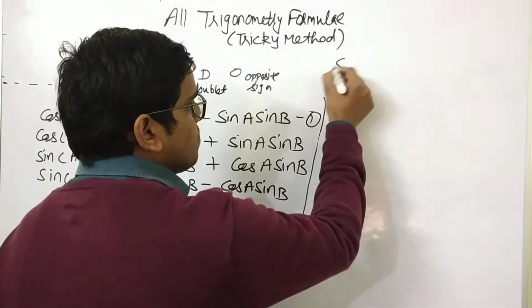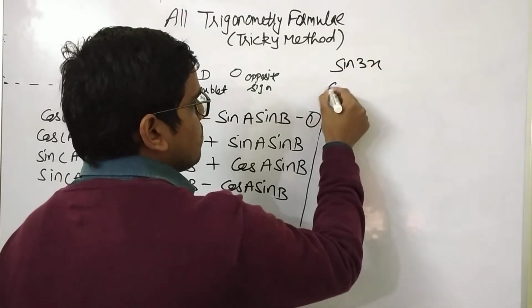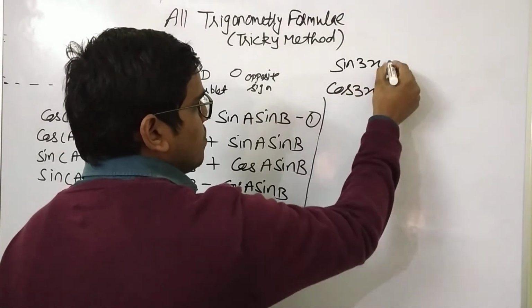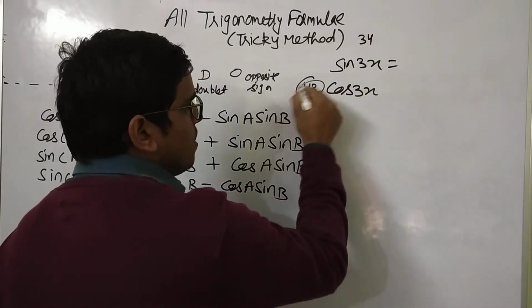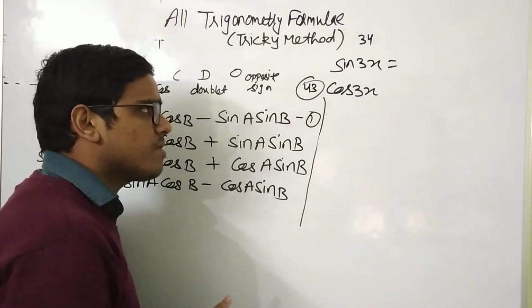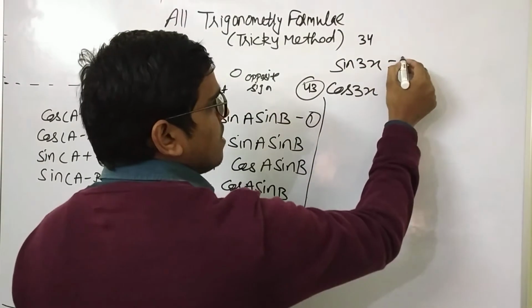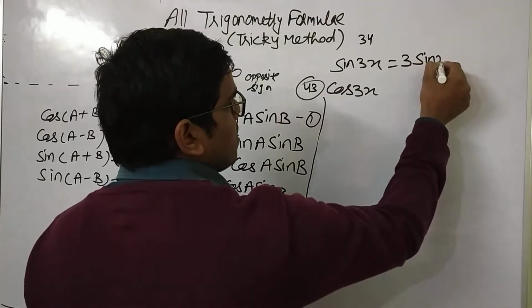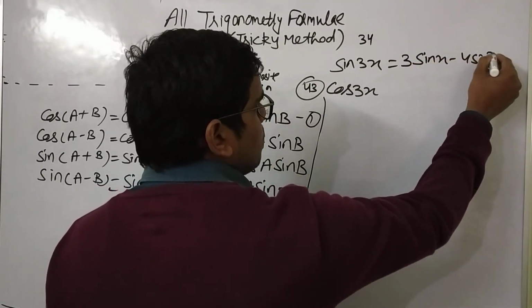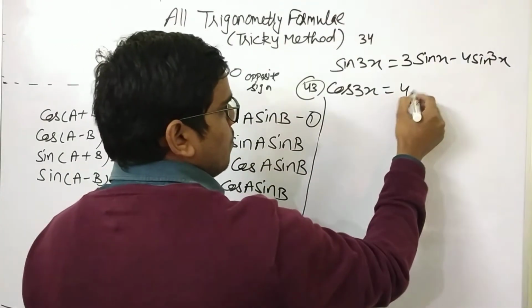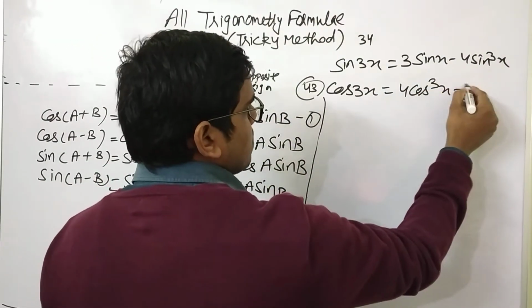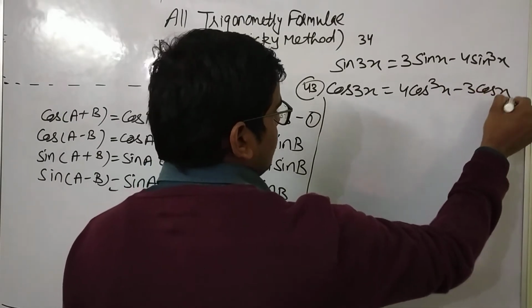Next one is sin 3x and cos 3x. For sin 3x you have to remember 34, and for cos 3x you have to remember 43. What is the meaning of 34? It means it will start from 3: 3 sin x minus 4 sin cube x. And in this 43, reverse: 4 cos cube x minus 3 cos x. This is 43.